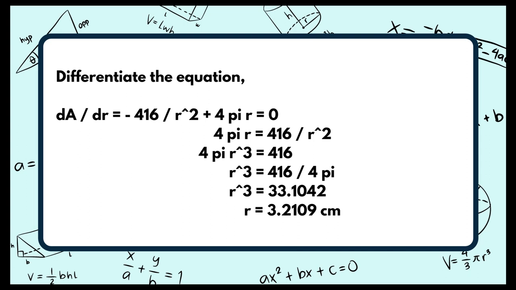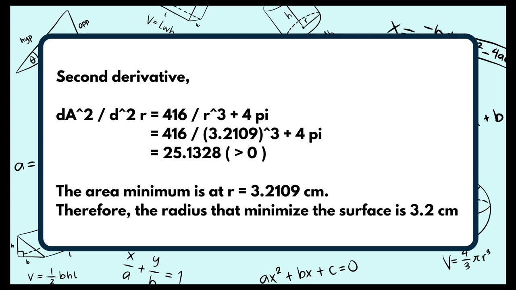After substituting the value of h in the area formula, we need to differentiate the equation, by which we start with dA over dr equals negative 416 over r squared plus 4 pi r equals 0. So 4 pi r equals 416 over r squared, which goes to 4 pi r cubed equals 416, which then goes to r cubed equals 416 over 4 pi. So r cubed equals 33.1042, and r will be 3.2109 centimeter.